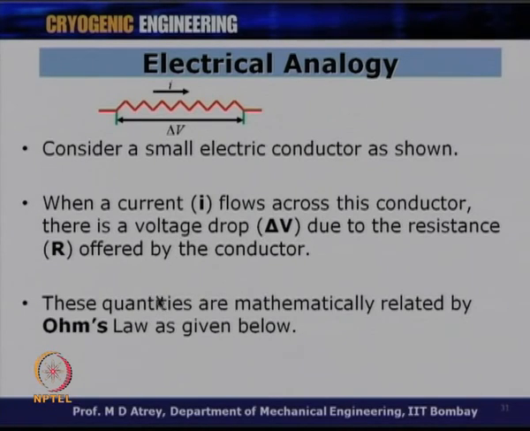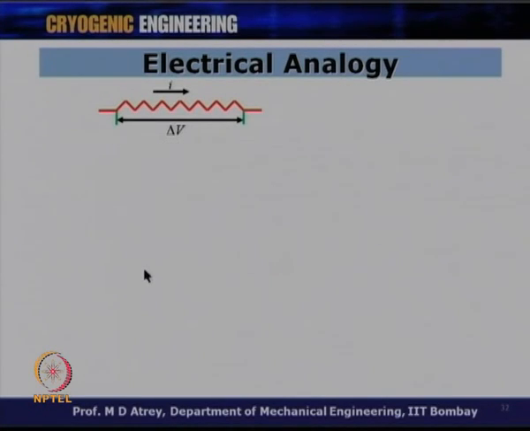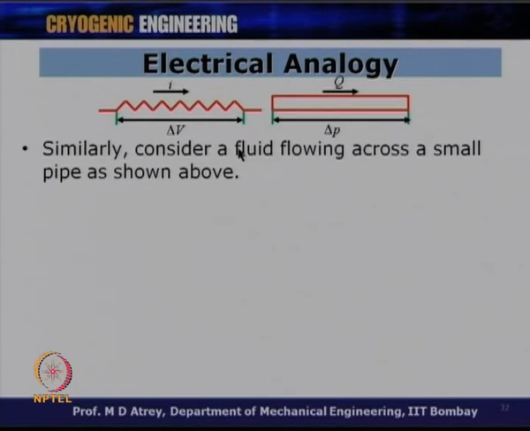These quantities are mathematically related by Ohm's law as given below. So, Ohm's law says delta V is equal to I into R. Now, can we compare these electrical circuits, having a voltage difference across a given resistance of length L through which a current I flows? Let me compare this with a pipe.